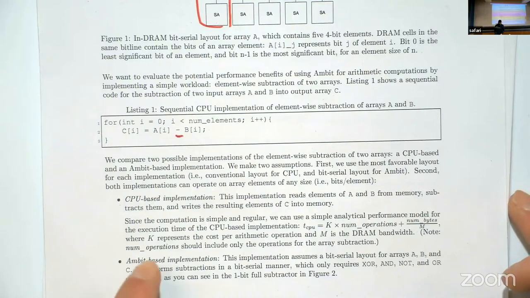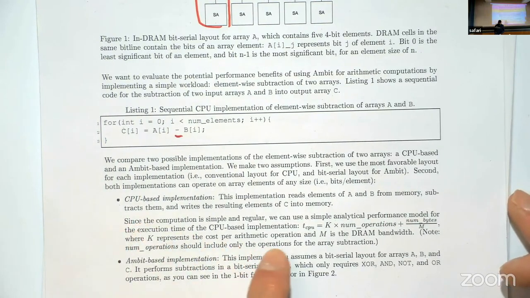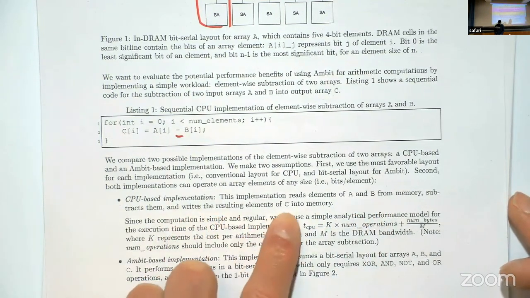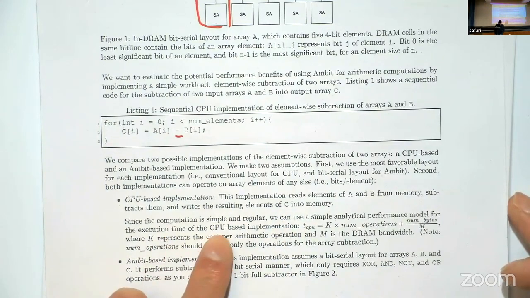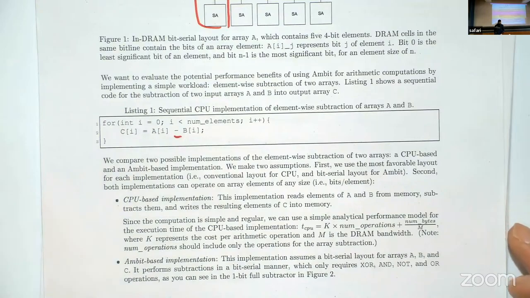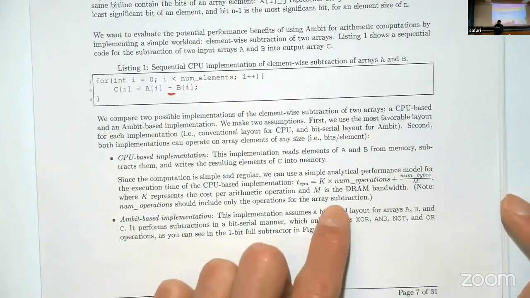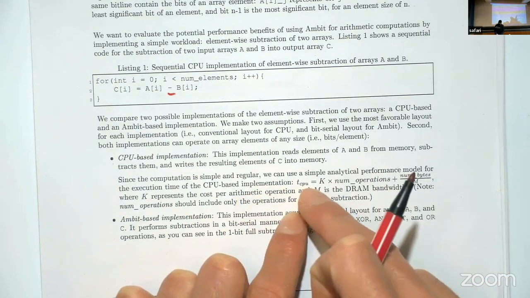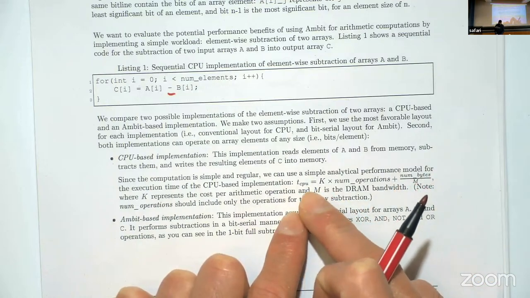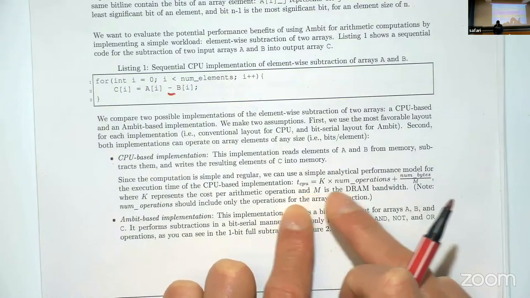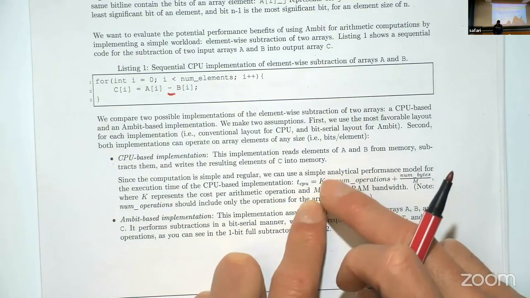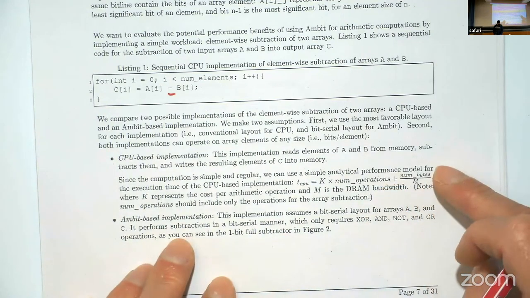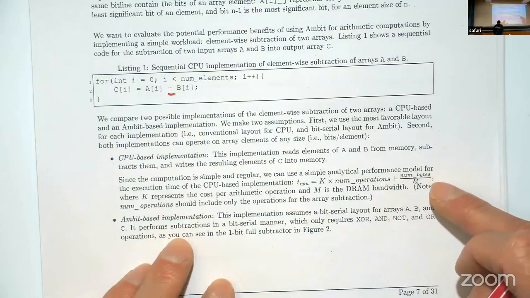You're going to compare 2 systems: a CPU-based implementation that reads elements from arrays A and B from memory, subtracts them, and writes the result back onto array C. To figure out the performance of the CPU-based implementation, you use an analytical model where the computation time of the CPU is the number of operations times a constant, plus the time it takes to read data from the DRAM, which is the number of bytes read divided by the DRAM bandwidth.